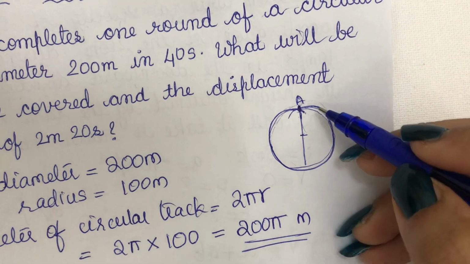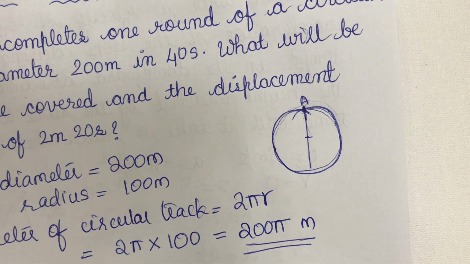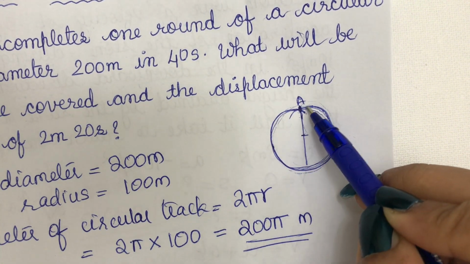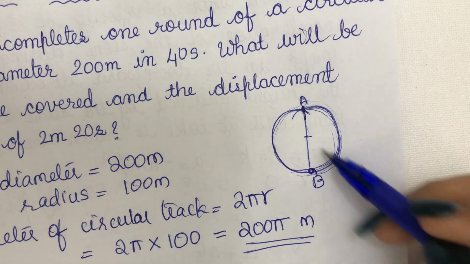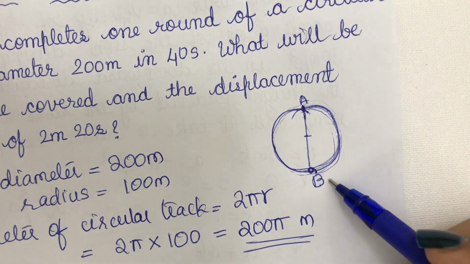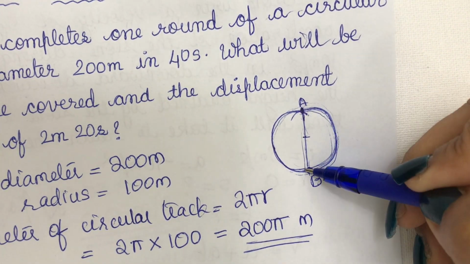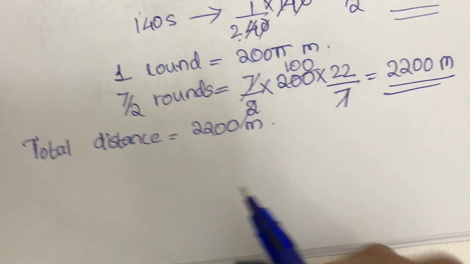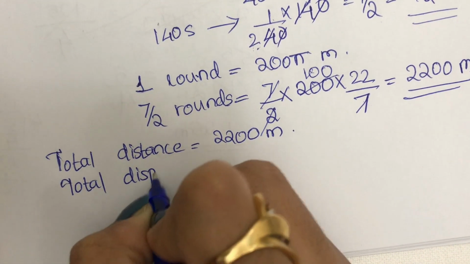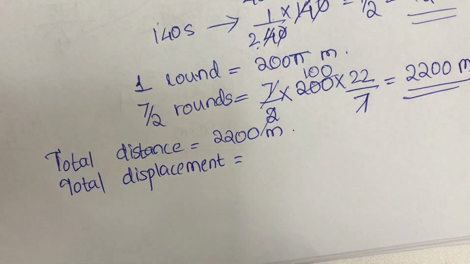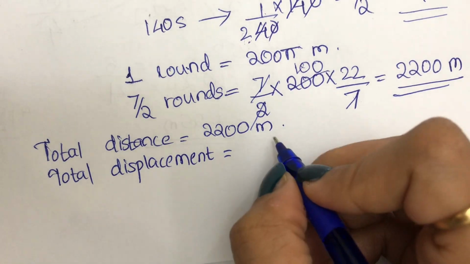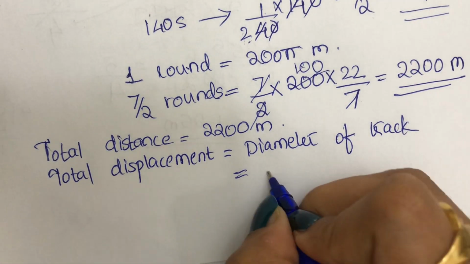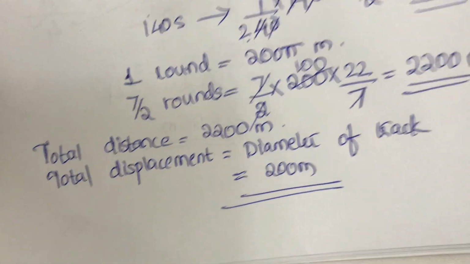Now we have to find the displacement. What is the displacement? Displacement means the shortest distance between the initial and the final point. 3.5 rounds means one, two, three and a half. This is our starting position and this is our final position. What will be the shortest distance between these? This will be the diameter of the circular track. You understood, right? So the displacement is equal to the shortest distance between the starting and the final position, that is the diameter of the track. Our diameter is given as 200 meter. This is how we solved this problem.